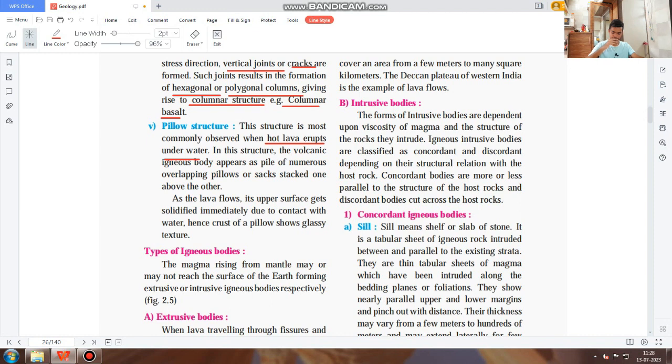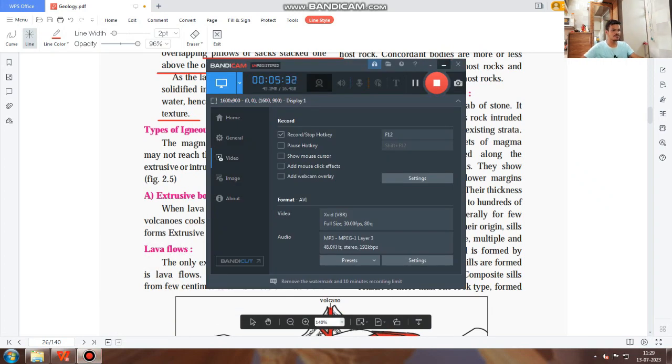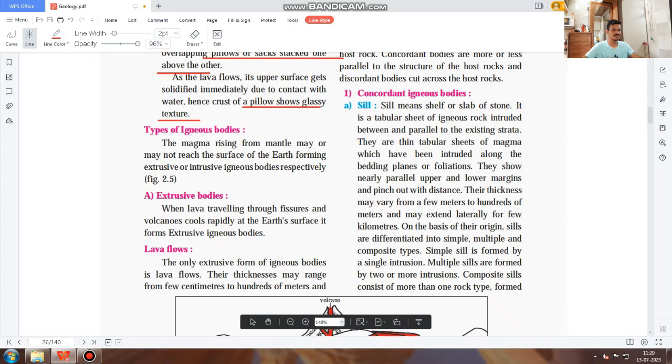Pillow structure usually doesn't come, but I'll tell you. Hot lava erupts under the water. Pillows get stacked above one another, forming pillow structure. Pillow shows glassy structure. That's nothing much.